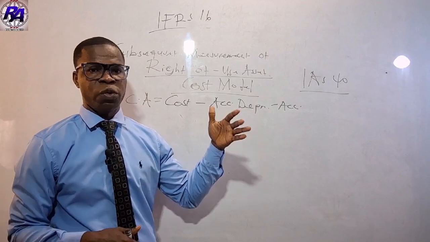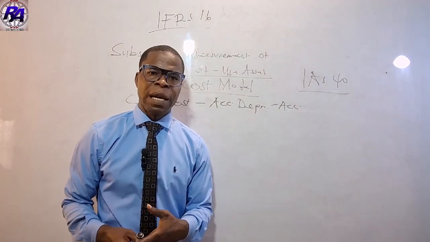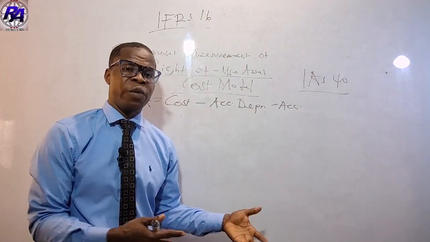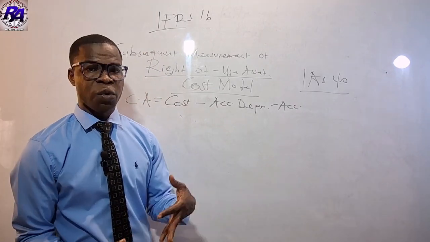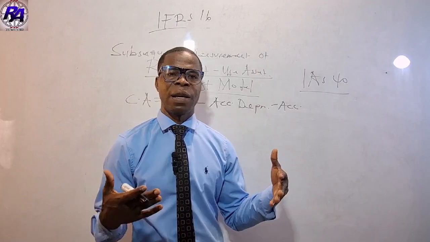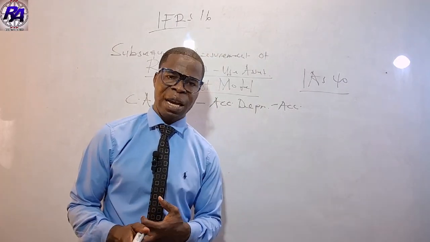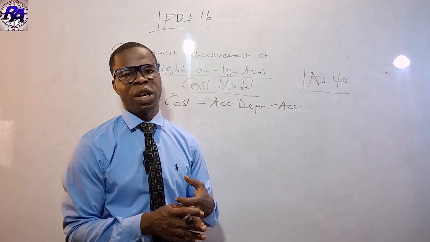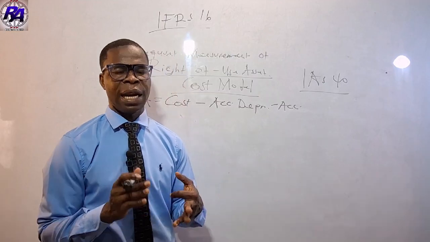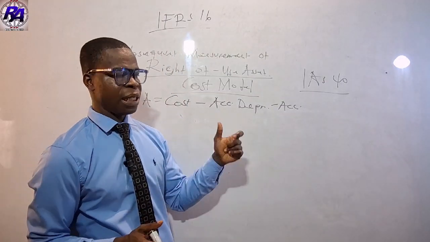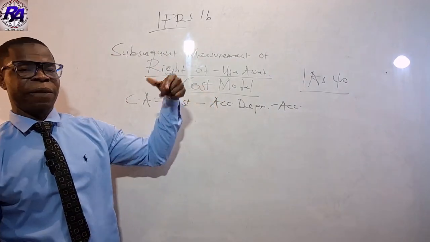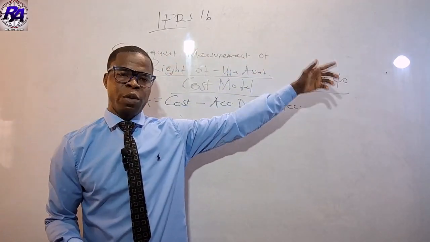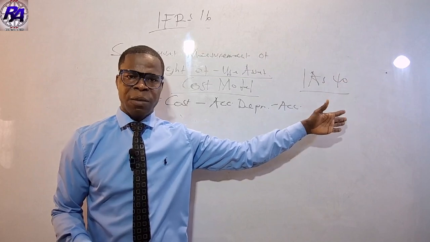Revaluation surpluses will go to other comprehensive income, except where there is a previously recognized revaluation loss. And revaluation losses will also go to the profit or loss account, provided there is no previously recognized revaluation surplus in other comprehensive income. So remember that if the lease asset, generally, we are going to use the cost model. But if the lease asset is within investment property, then we apply investment property.